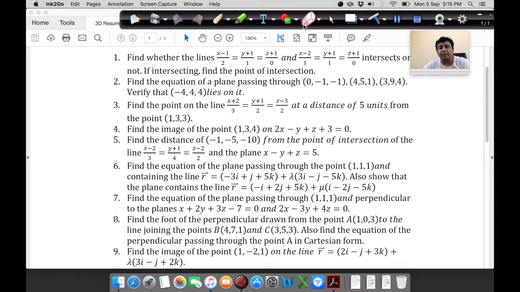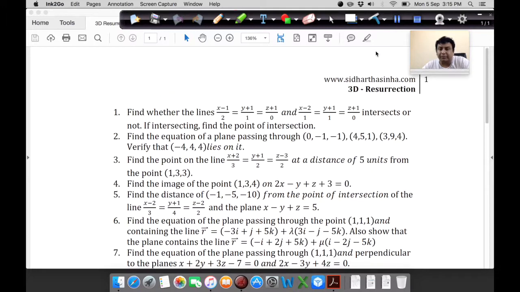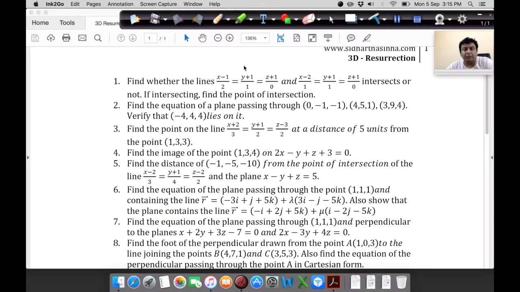So quickly, the hints for all the sums I've mentioned here. Very nice worksheet, very important as usual. It carries only a few sums and takes care of everything. Find whether the lines this and this intersect or not.